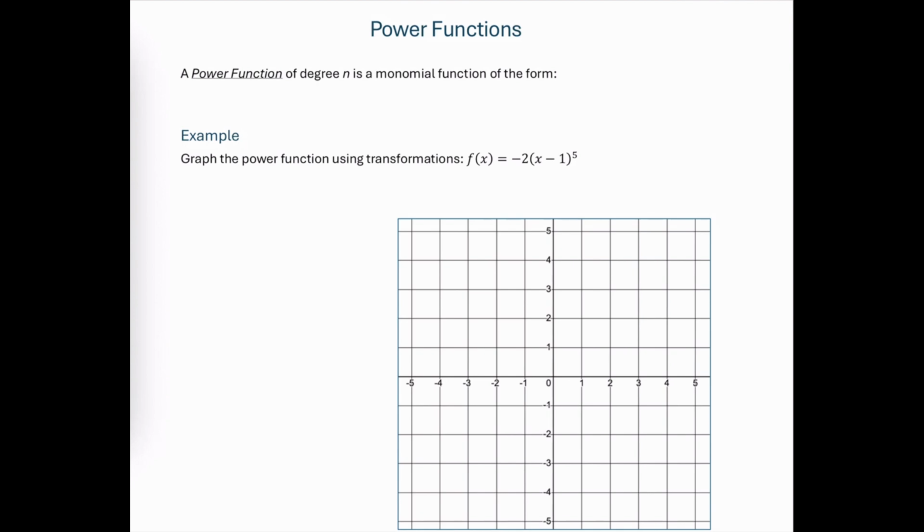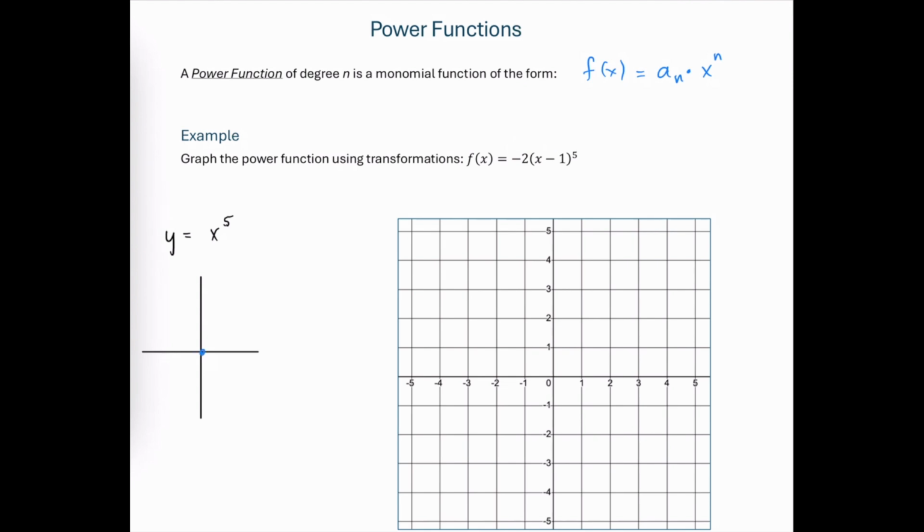A power function of degree n is a monomial that can be written in the form f(x) = a_n x^n, where a_n is a coefficient on x raised to the nth power. In this example, we're asked to graph a transformation of a power function, and what we want to notice first of all is that the initial power function that is to be transformed is x raised to the fifth power. The -2 and the -1 are transformations of this graph.